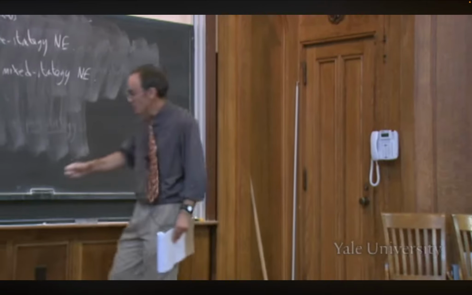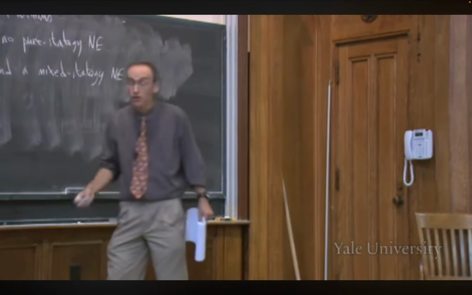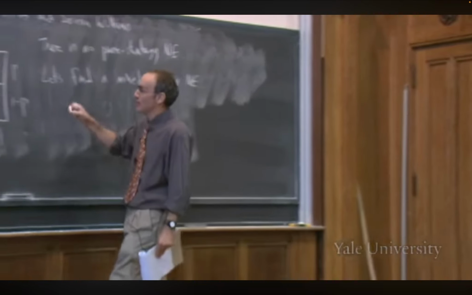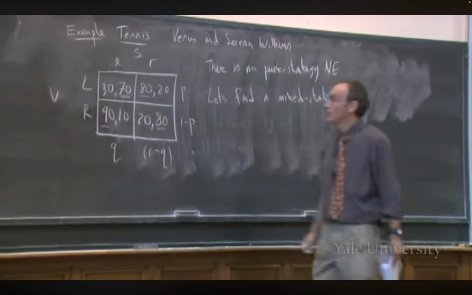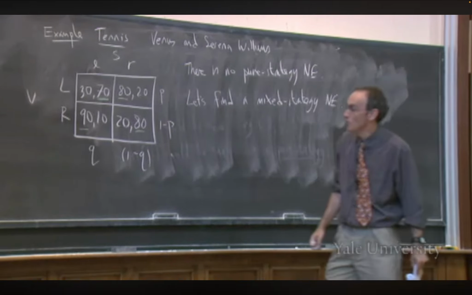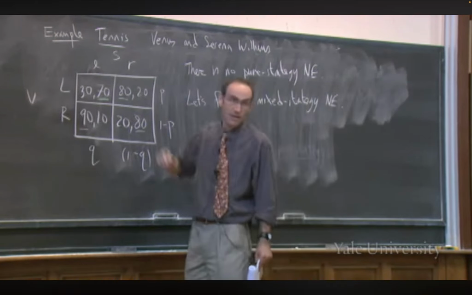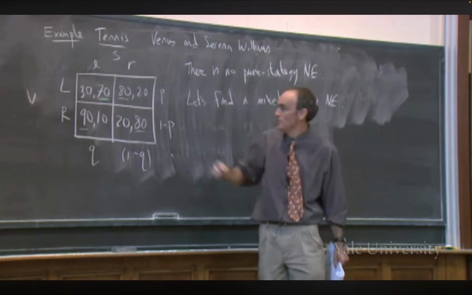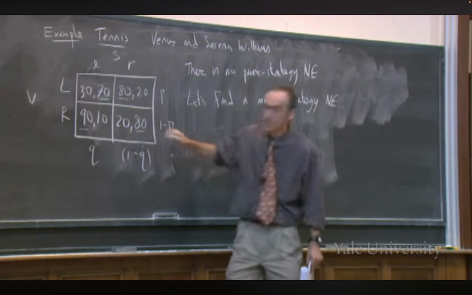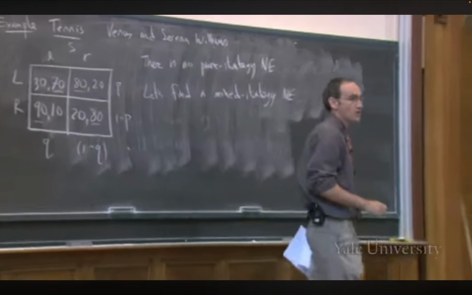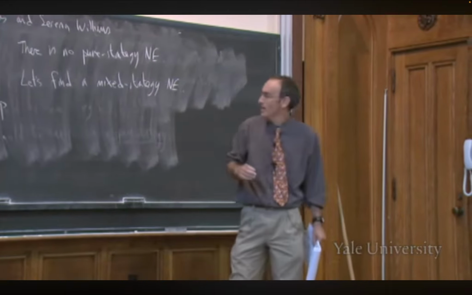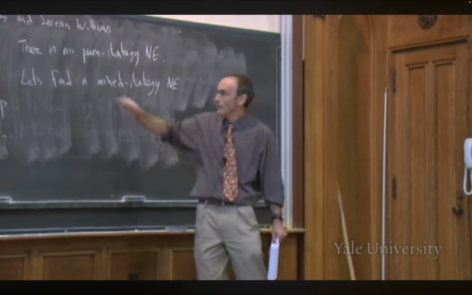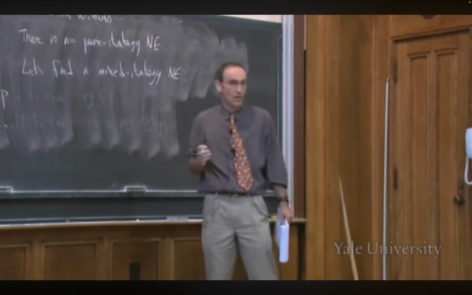Now, it doesn't take much to check that there is still no pure strategy Nash equilibrium. It's still the case, in fact even more so, that Serena's best response to Venus choosing left is to lean to the left. Right? So it's still the case that the best responses do not coincide. There is still no pure strategy equilibrium. All right? And what we're going to do, of course, is we're going to find a mixed strategy equilibrium.